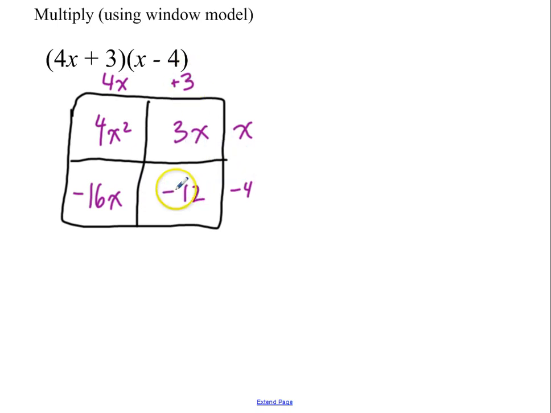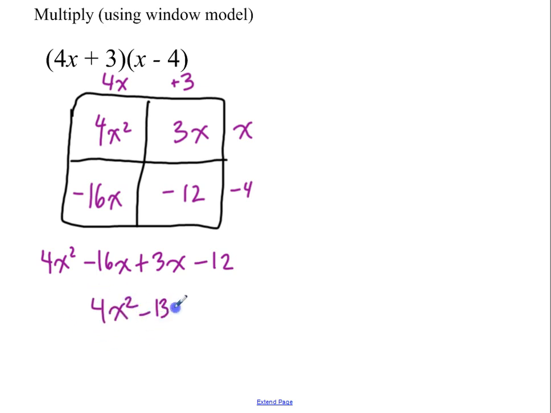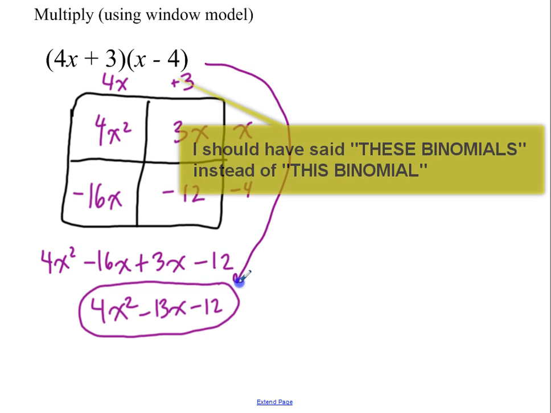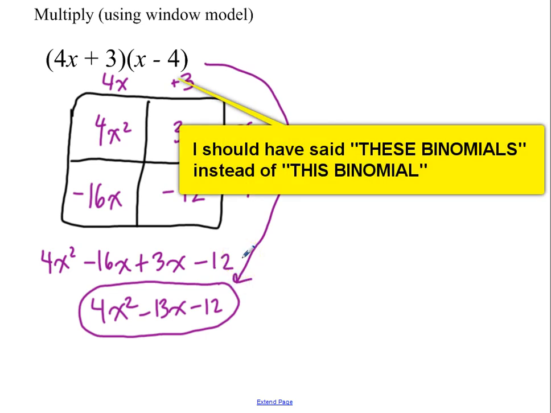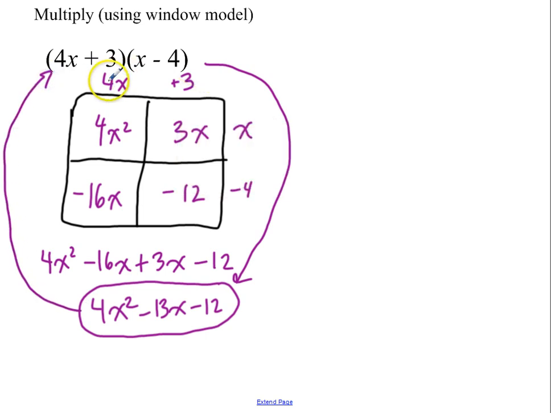Not so bad, right? Now I'm going to write out all my terms: 4x squared minus 16x plus 3x minus 12. Of course, we can combine those middle terms, and we've got 4x squared minus 13x minus 12. That would be the way to multiply out this binomial into this quadratic. Of course, that's not what we were trying to do in the first place. We were trying to go in this direction: take the quadratic and factor it into that binomial. So we're going to use the same process in the reverse order.